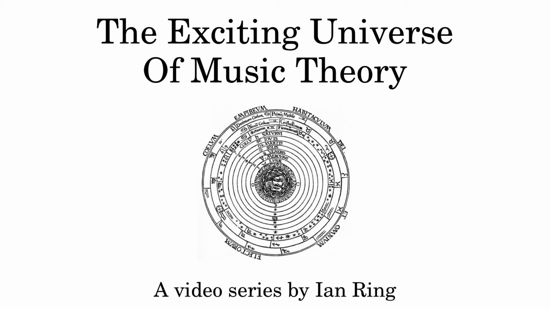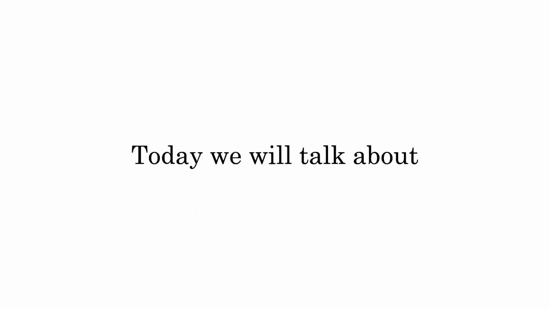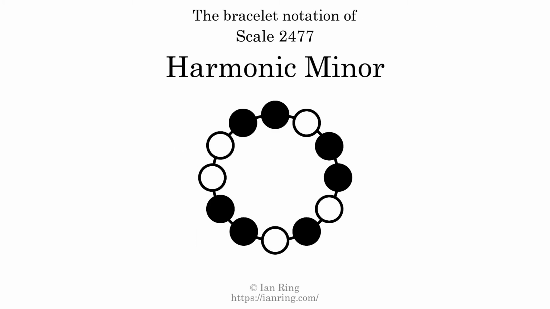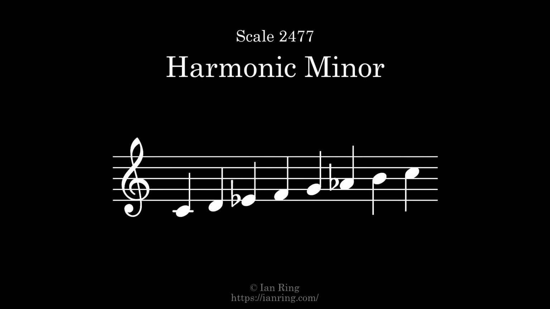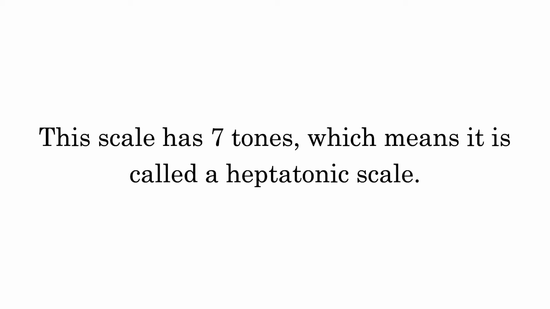Welcome to the exciting universe of music theory. Are you ready to learn? Then let's begin. Today we will talk about Scale 2477, Harmonic Minor, which sounds like this. This scale has 7 tones, which means it is called a heptatonic scale.